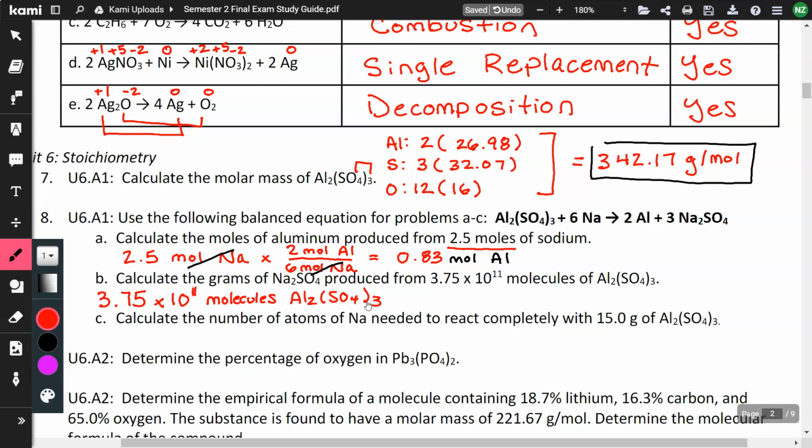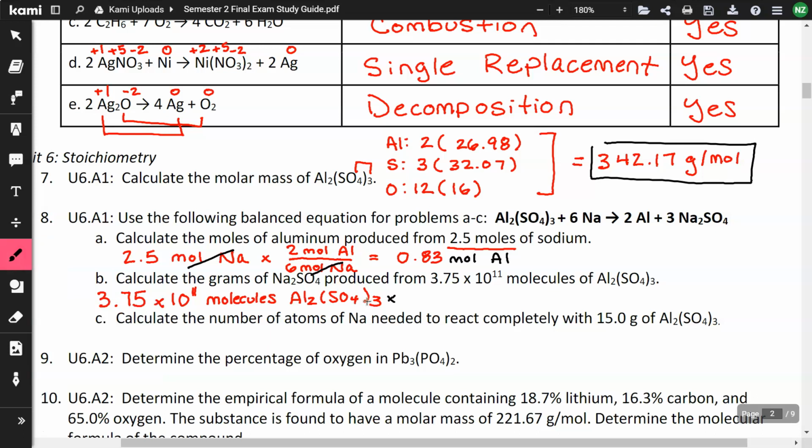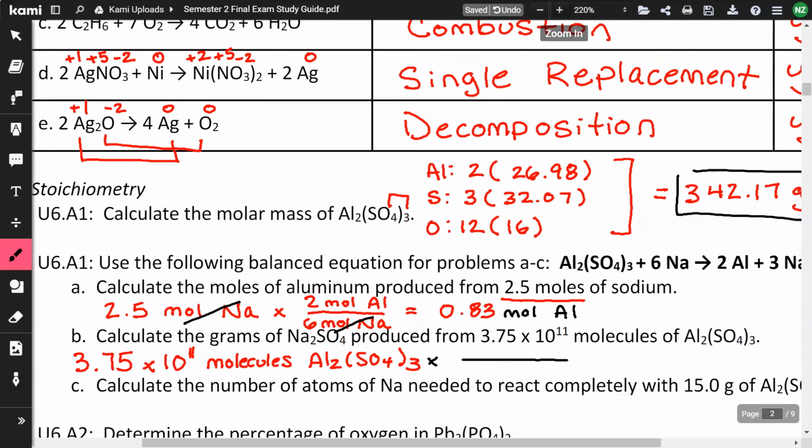We can't go from molecules of one thing to grams of another. First, we're going to have to convert to moles. Our second step is converting from moles of one thing to moles of another. And then finally, taking those moles, using the molar mass to go to grams. So we're going to need a total of 3 steps here. All right. So step number 1, we need to turn our Al2SO4 into moles.